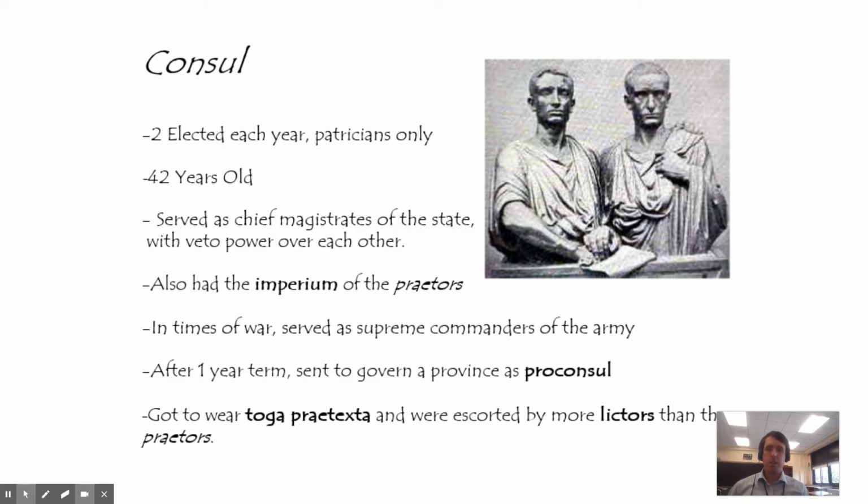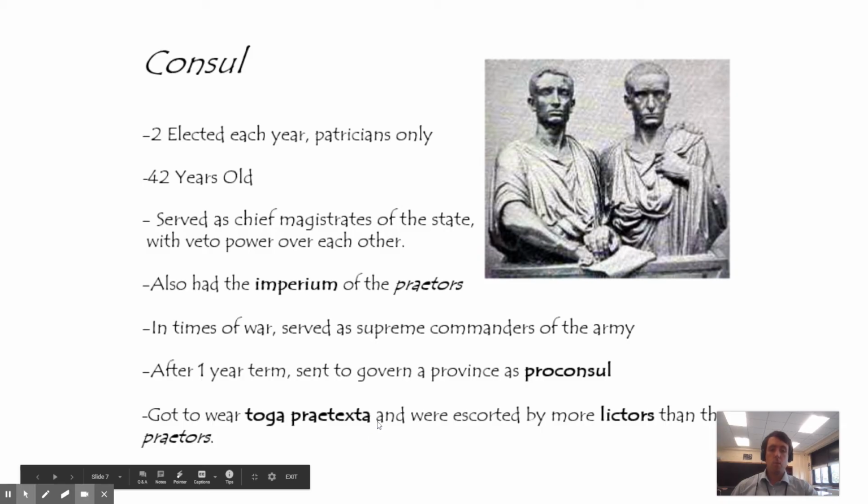Early on in Roman history, they would actually take turns. So one day Consul A is in charge, and one day Consul B is in charge, and go back and forth. Later on, they realized how ridiculous that was, and you start seeing them split up, usually the army, into 2 big wings, or one is on defense and one is on offense. After a 1 year term, you're sent to govern a more important province as a proconsul. You got to wear the toga praetexta, and you were escorted by more lictors than the praetors, so you had more of these bodyguards.